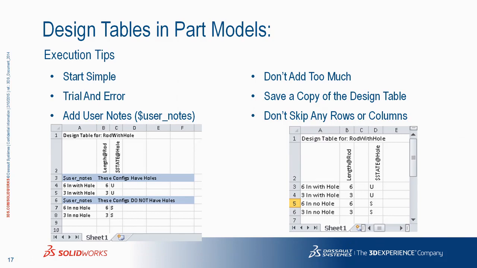So some of the execution tips that we have as far as our design tables are concerned, we want to start simple. Trial and error is going to be your best friend with this. Add user notes. So if you're going to start building this, put in just a few features. Put in a couple of key items that you want to change. Exit out of the design table. See how that works at that point in time. Make sure everything rebuilds the way that you would expect it to.